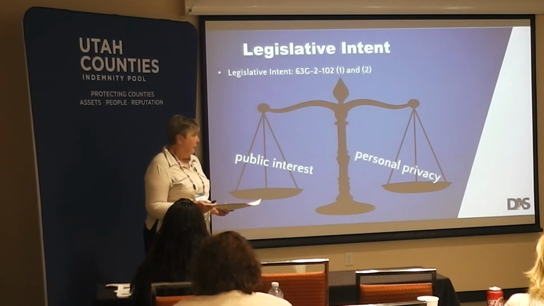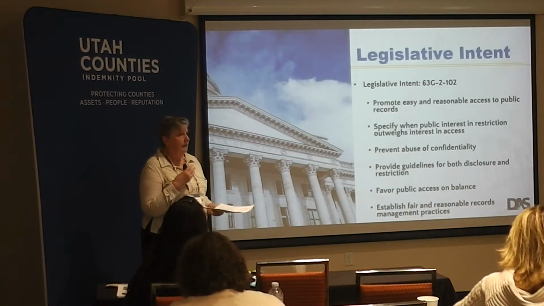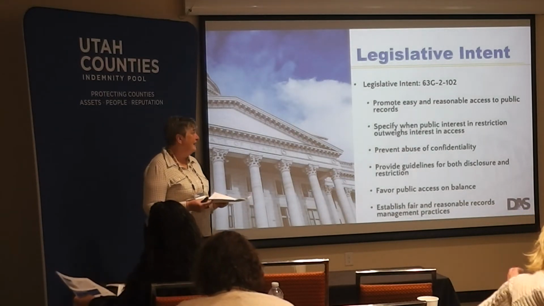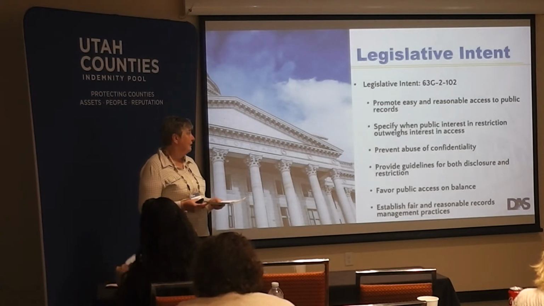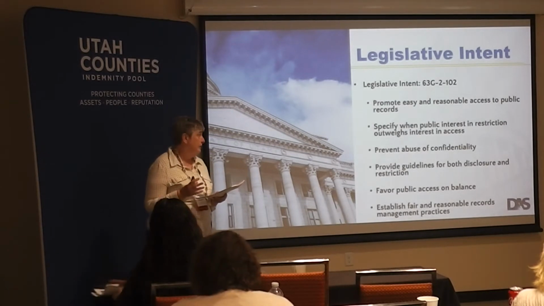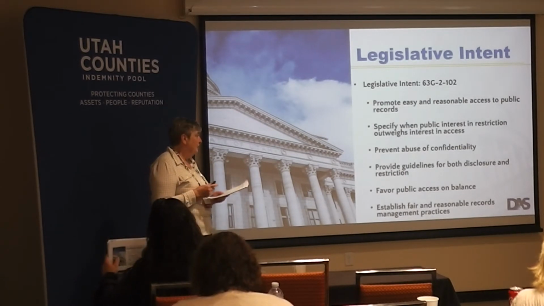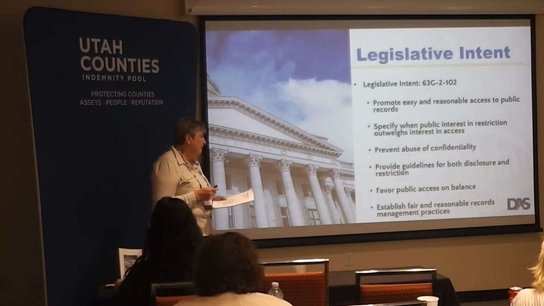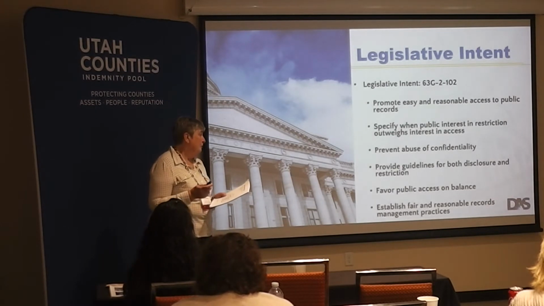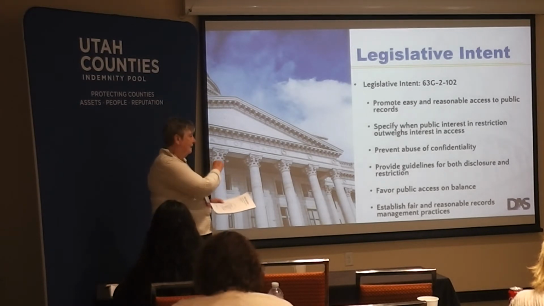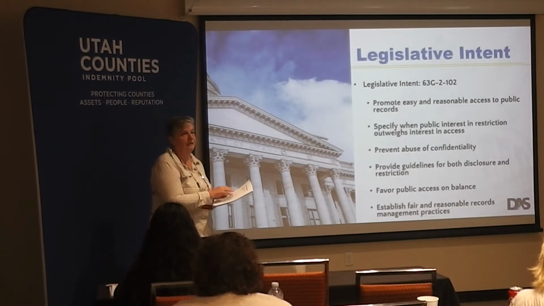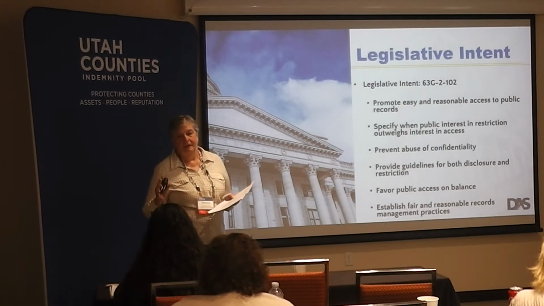And so the whole law is about how to make those decisions. And then it goes into these points. The purpose of the law is to promote easy and reasonable access to public records, to specify when interest in access outweighs interest in restriction, to prevent the abuse of confidentiality, and to provide guidelines for both disclosure and restriction, and then to favor public access on balance. It still has this phrase in here, to establish fair and reasonable records management practices, but as I mentioned, those have been moved to a different statute.